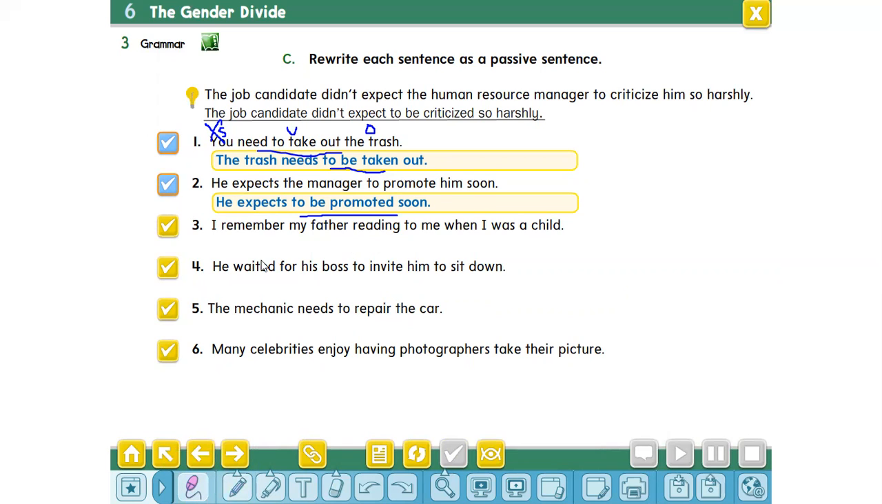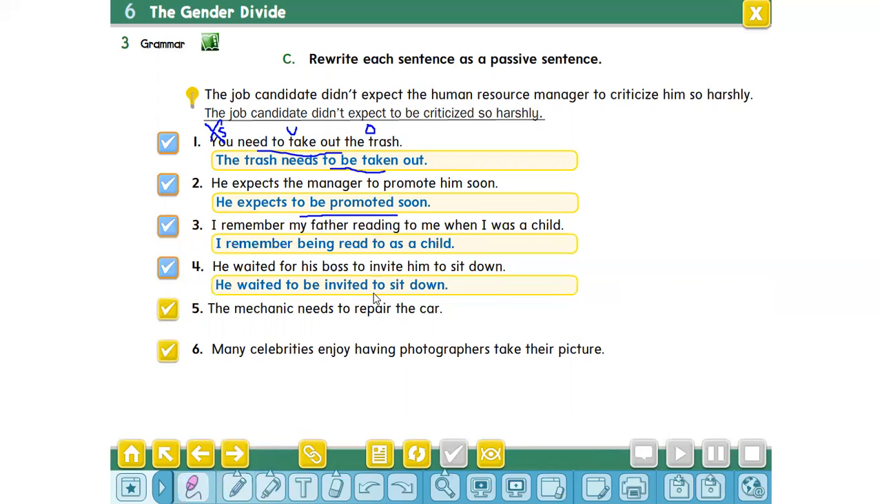Number 3, I remember my father reading to me when I was a child. I remember being read to as a child. Being plus past participle. Number 4, he waited for his boss to invite him to sit down. He waited to be invited to sit down. To be plus past participle.